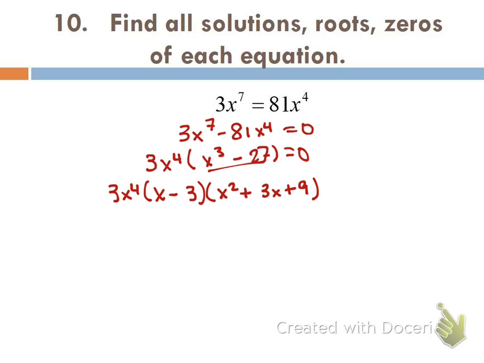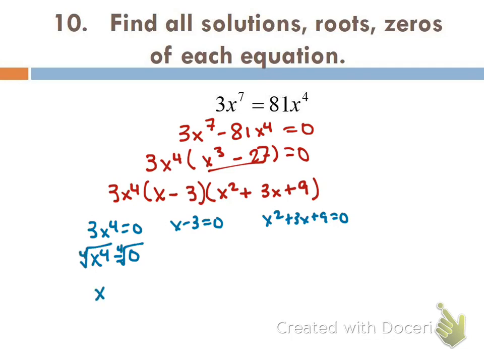Okay, now that I have factored, I'm going to set each factor equal to 0. For my first factor, when I divide by 3, I get x to the 4th is equal to 0. When I take the 4th root of something, I get x is still equal to 0. Technically, we have 4 zeros right there because we're taking the 4th root, but one of our answers is x equals 0. I find another answer in the middle by adding 3 to both sides to get x equals 3.